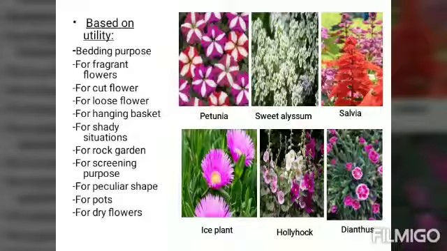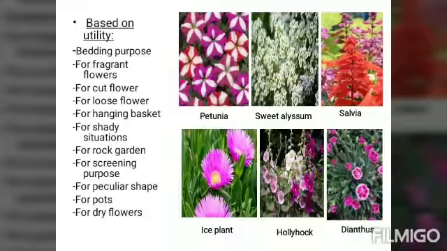Now number 6 is for shady situation. Especially for shady situation, the type of flower should be long, the structure should be long. So salvia, you can see here the third picture, that is salvia. This is for shady situation.